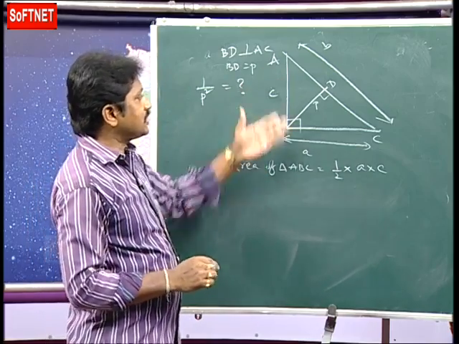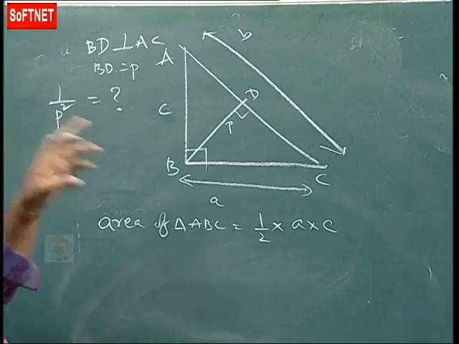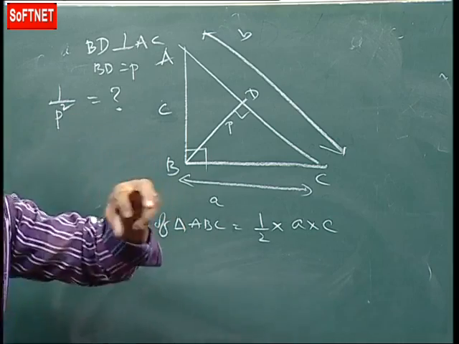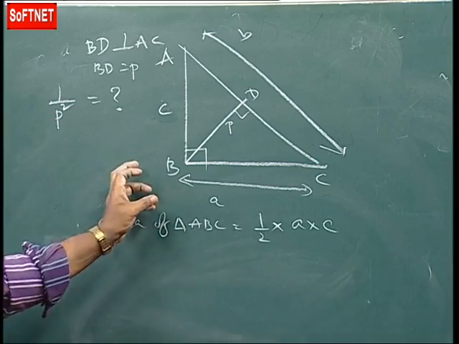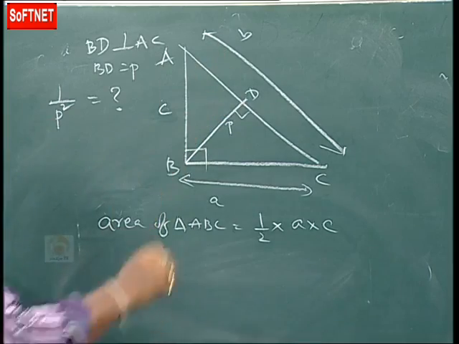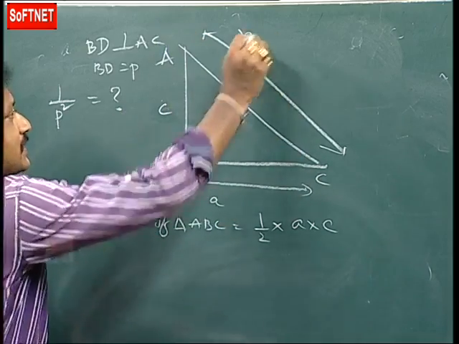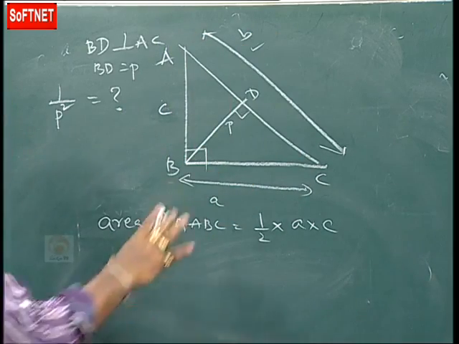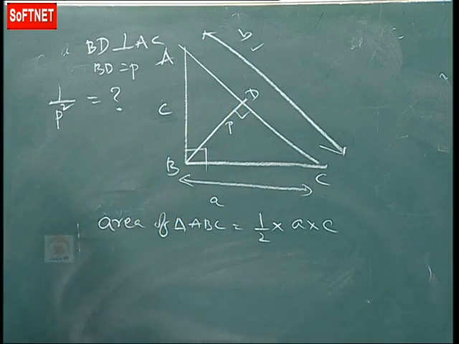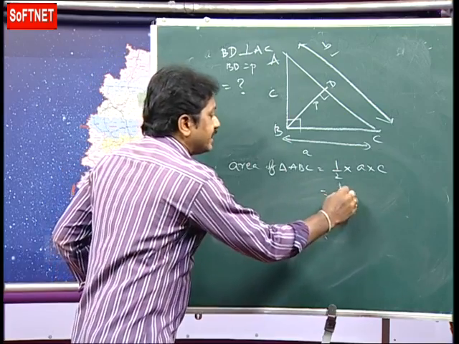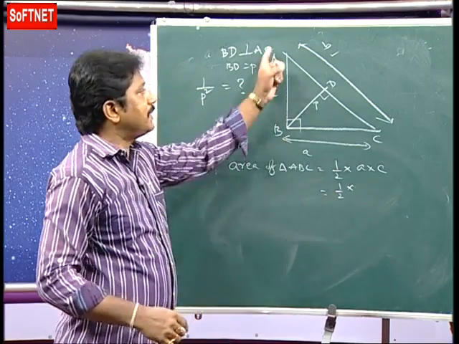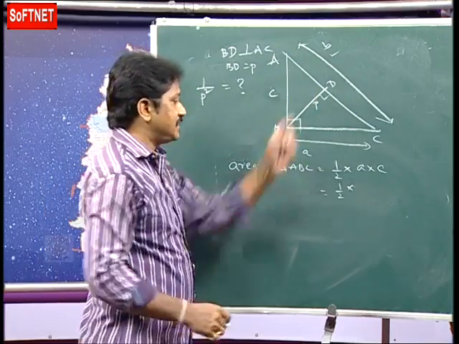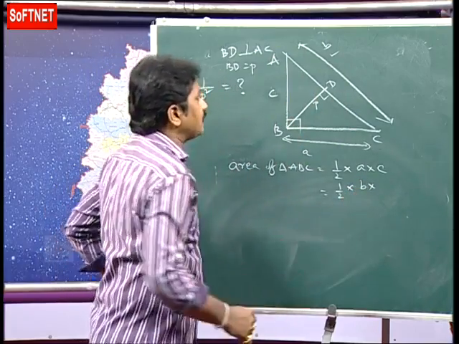Now coming to the next one. I am using the same area concept for another angle of projection. I will see from B. Then AC will be the base and BD will be the height. So we can say the area of the triangle equals half of, what is the base here? AC, which is equal to b, and what is the height here?